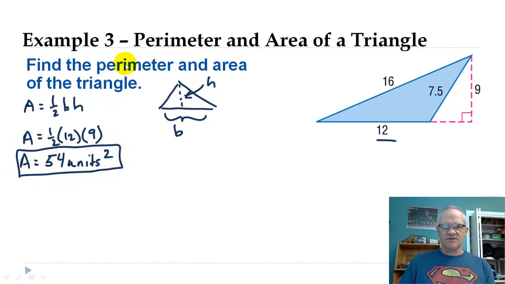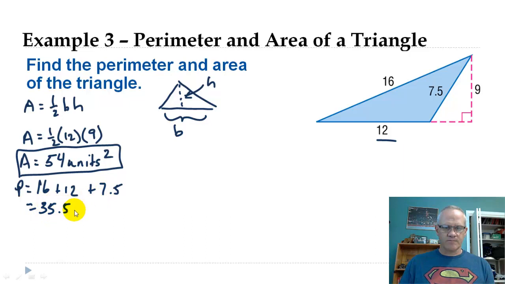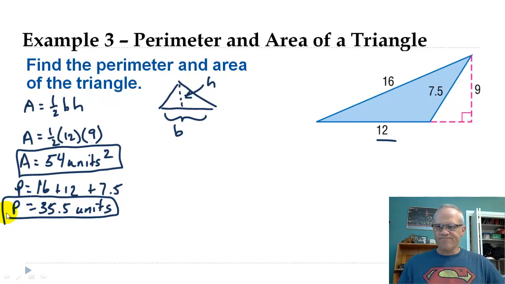And in this case, it did also ask for the perimeter. The perimeter is just adding these up: 16, 12, and 7.5. That would be 35.5 units. Okay, so there's the perimeter and area of that triangle.